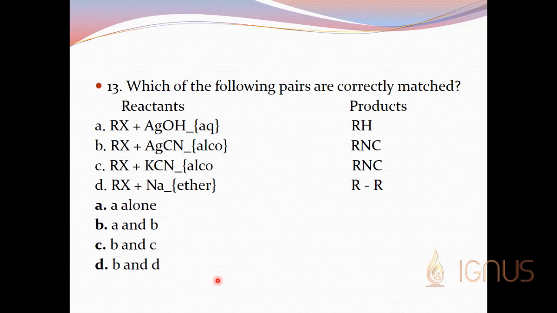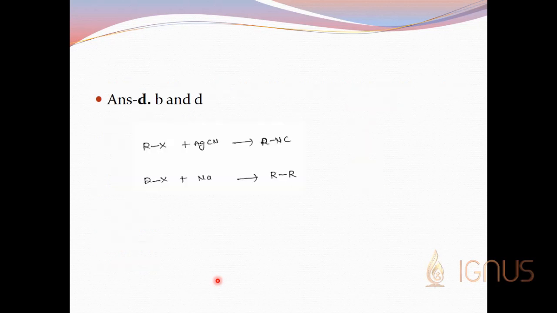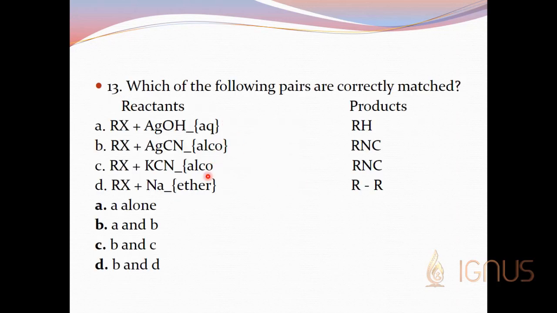Let us discuss the solution for this question. Answer is option D, B and D. Here, when RX reacts with AgCN, it will give RNC, isocyanide. And D is when we treat alkyl halide with sodium, you will be getting alkane. Hence, B and D are correct.